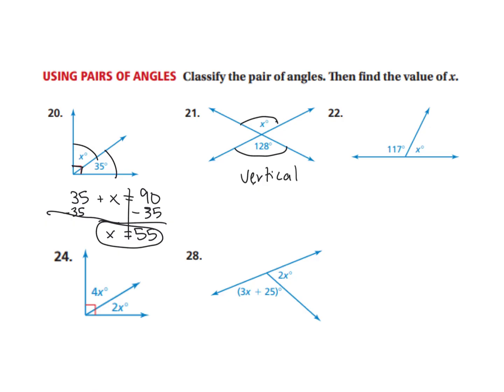And any time we have vertical angles, we would say that they are equal, so x is equal to 128 degrees as well. Going back here, these were complementary.